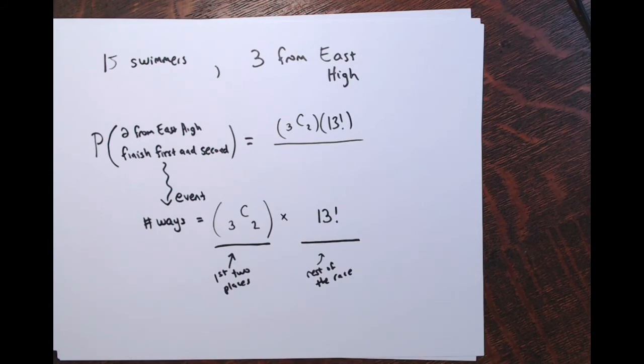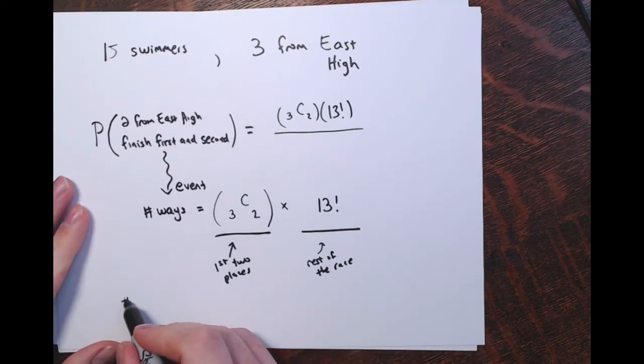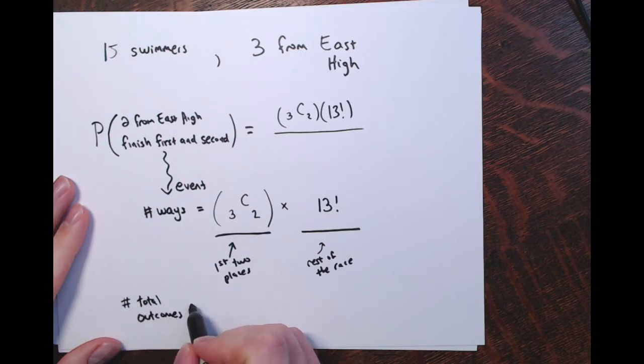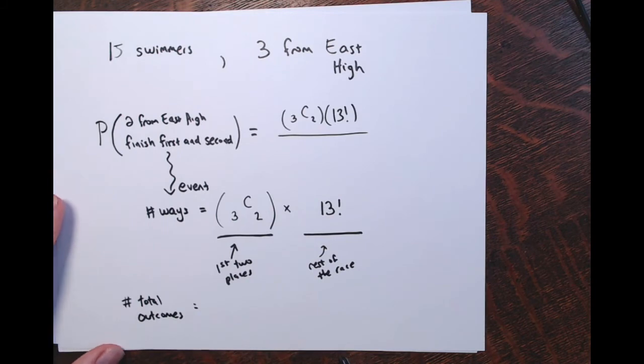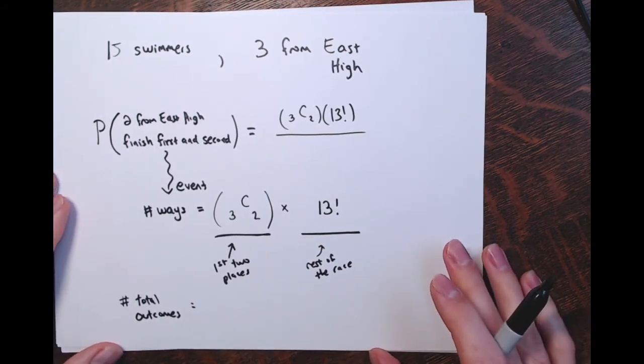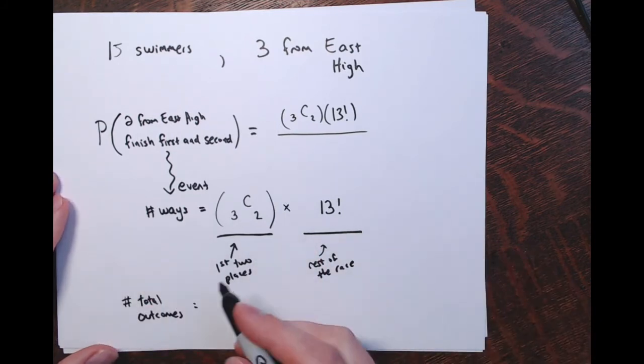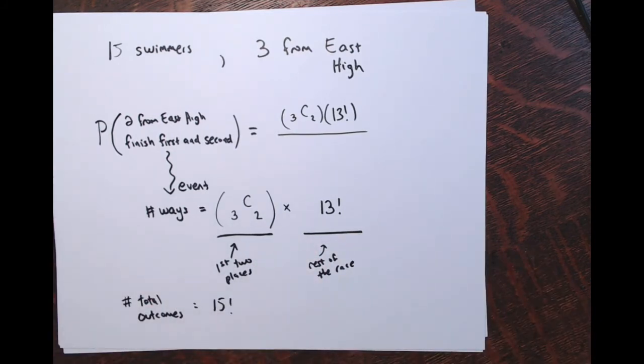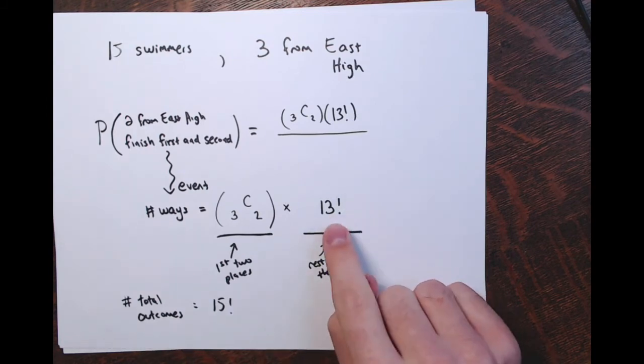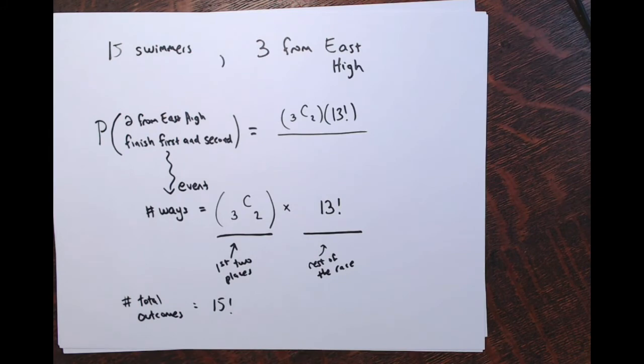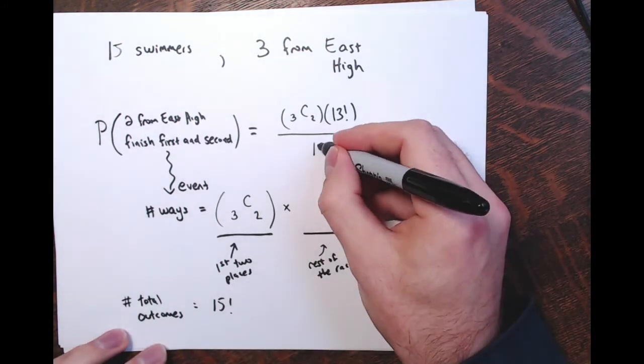Then the denominator is the number of total possible outcomes. Now, it's a race. There are 15 swimmers in this race, so the number of different outcomes is 15 factorial. I guess order would matter in that case, but the order that the first 2 kids come in doesn't matter. That's why I used combinations there. And I'm doing a rearrangement for the rest of them, so order is mattering. So the total number of outcomes for the whole race is 15 factorial.